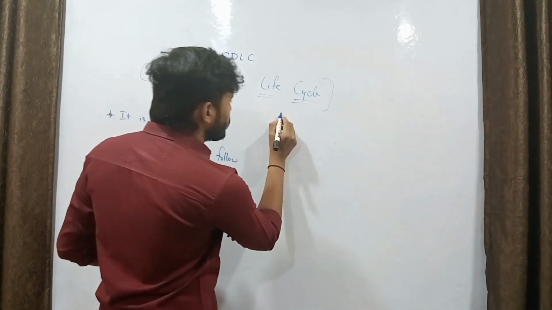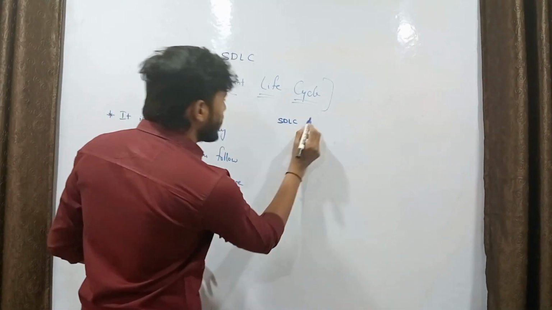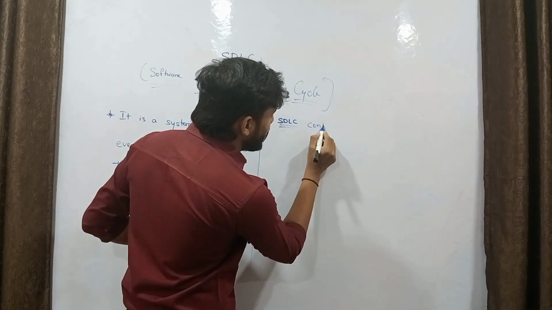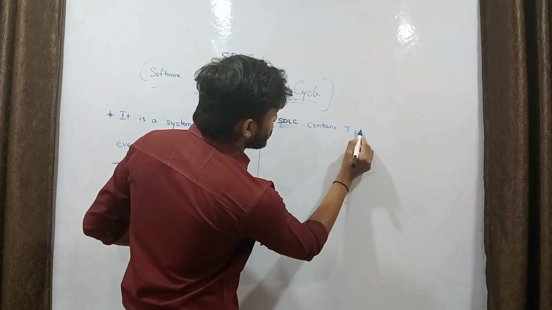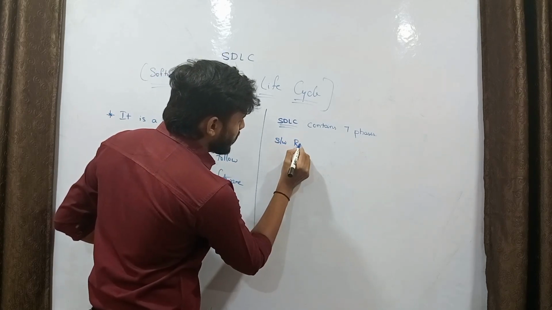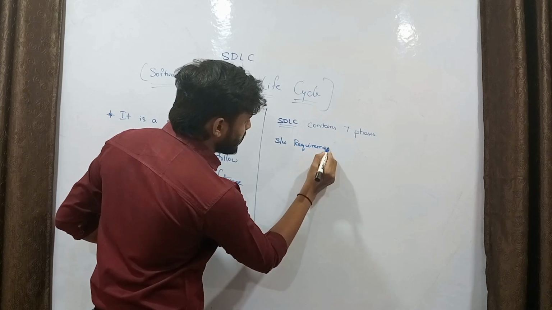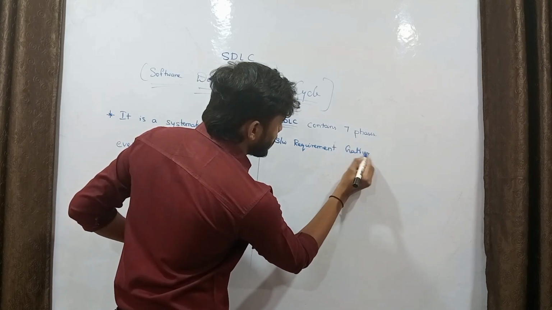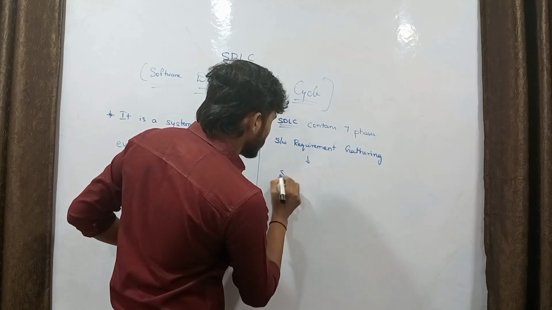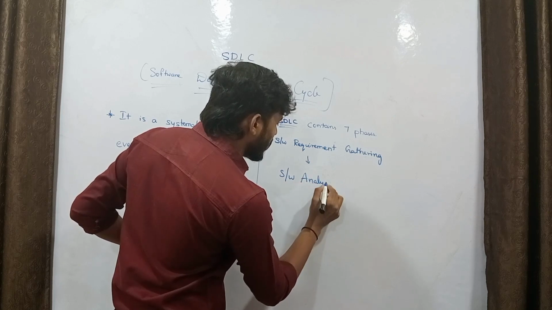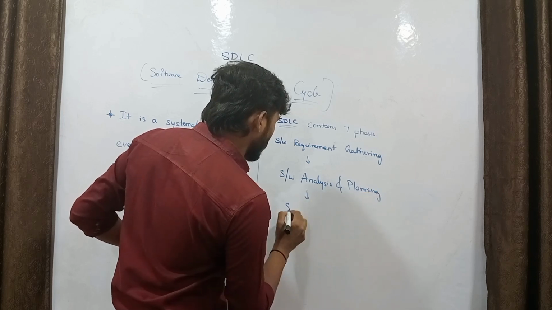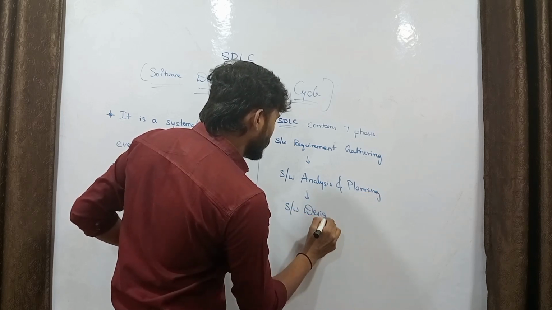Okay, so next I am going to point out that SDLC contains, as you can see, 7 phases. How many phases? 7 phases. Phase number 1, software requirement gathering. And the second one is software analysis and planning. And the third one is software design.